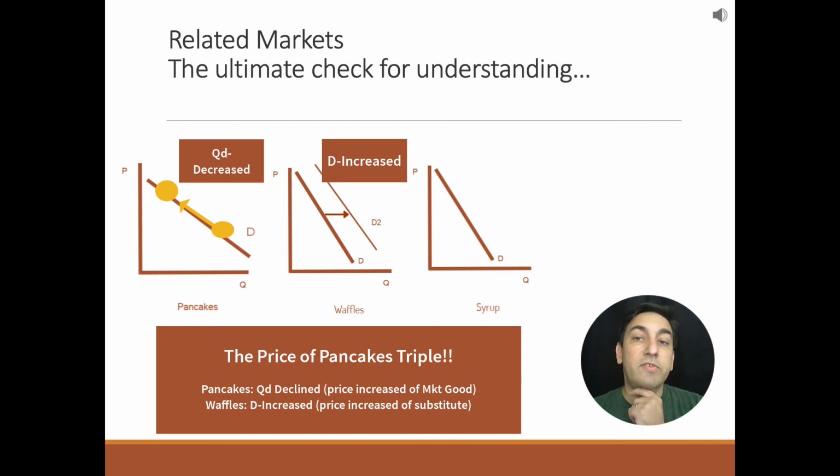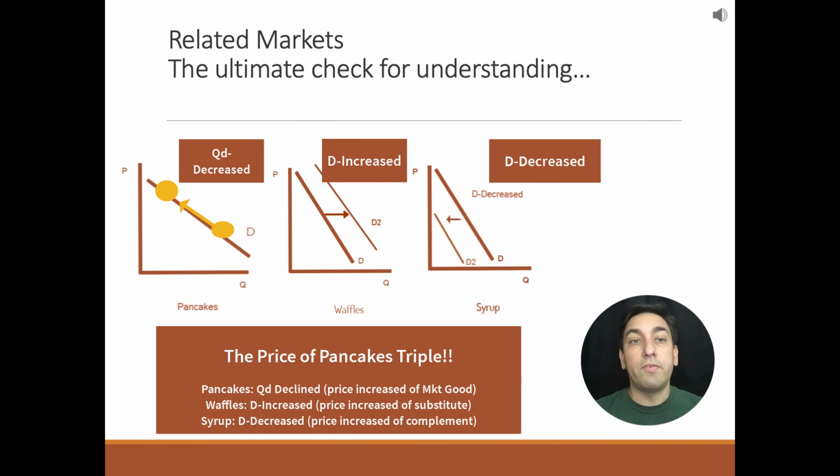Now I want to think about syrup. Syrup and pancakes are related. They go together. If the price of pancakes goes up and I'm buying less of them, I am going to have less need for syrup. So my demand for syrup goes down. We're going to be thinking about a whole bunch of different related markets. And this is a critical thing for you to understand, that the only way you can get movement along the demand curve and get a change in quantity demanded is if we change the market price of the market good. I hope this helps.